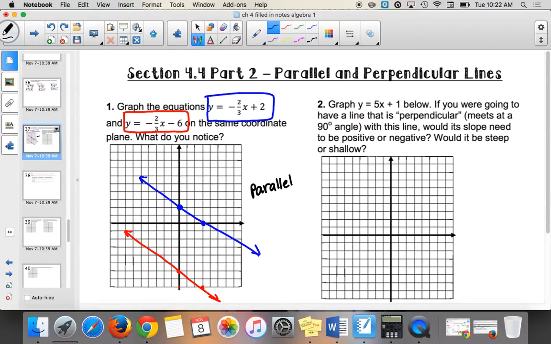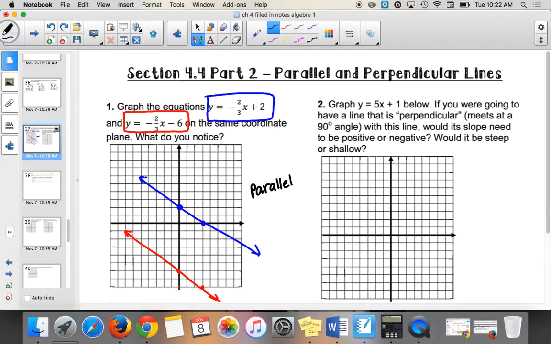All right, so they're parallel lines. So what did we notice about the similar thing in these lines? What was the same for these lines? The slope, right? Does that make sense that if I have parallel lines, their slope would be the same? Think about ski slopes. If the slope of the ski slopes are the same, they would be parallel. They'd be going up at the same rate, right? So that's what's happening.